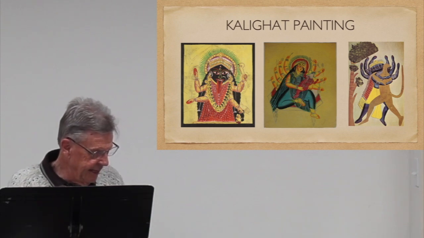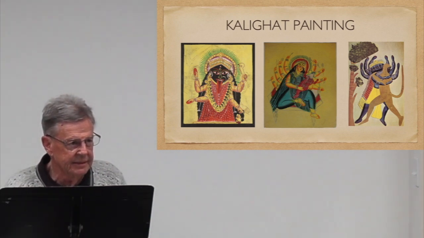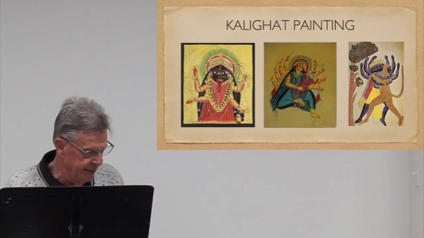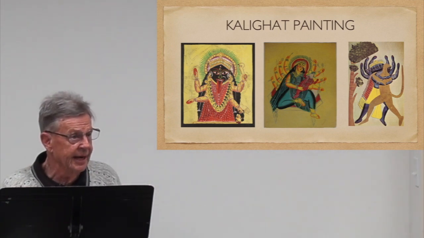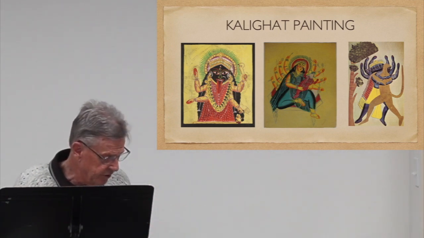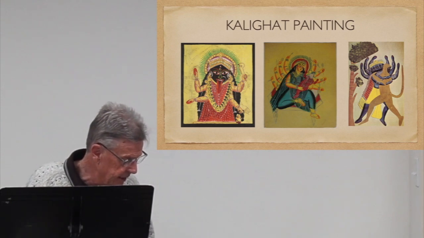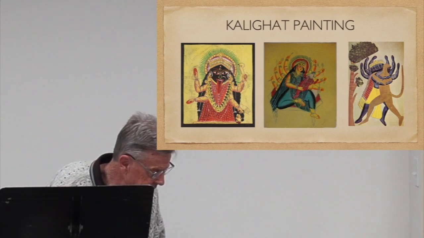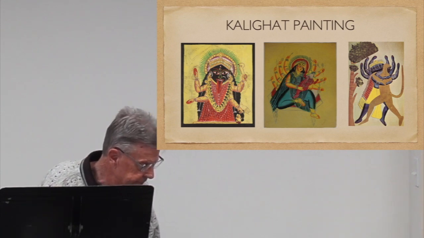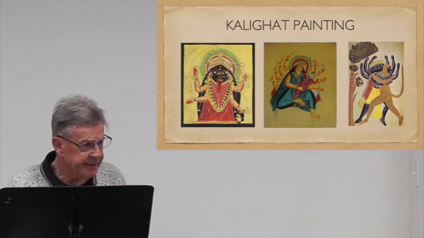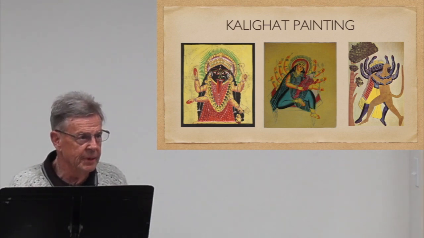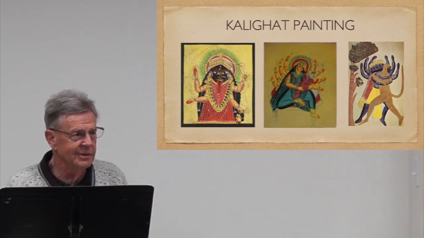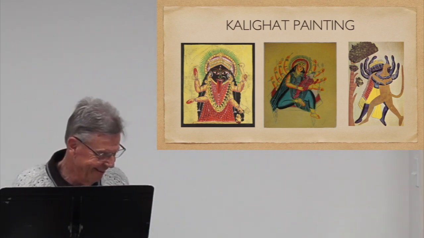Then there are the Kalighat paintings that initiated in about the 18th century around the Kalighat temple. These are various images of Kali. Notice her tongue on the left. In the center, she looks much more benign, right? That's when she's okay.